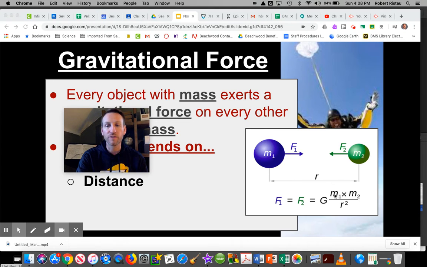It's literally, if you have the mass of one object and the mass of the other object, you multiply those two and you divide them by the distance between, and you multiply all of that by the constant force of gravity on objects on Earth, which is a number we won't need to get into this year, but that's how that works.